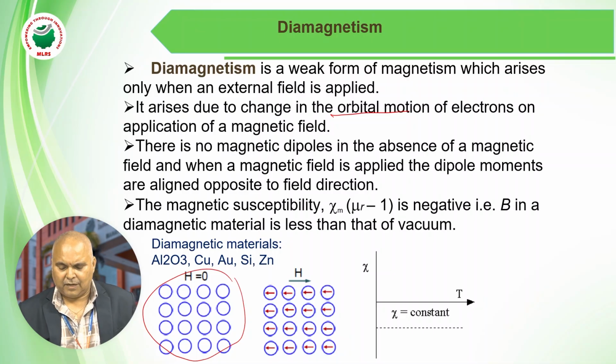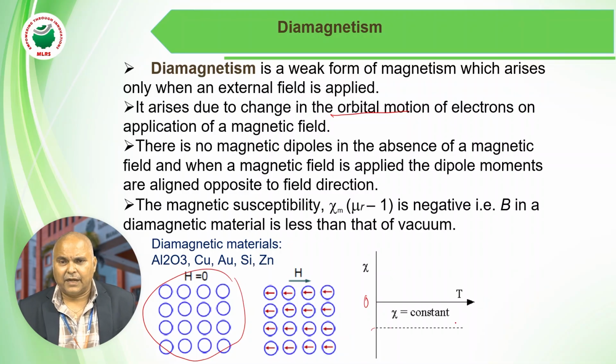Negative and small value. That means characteristic of diamagnetism. You can see here in the temperature dependent curve, the x-axis is the temperature and the y-axis is the susceptibility. You can see there is a diamagnetic material. It shows the negative value. Here it will be 0, this one is positive and this one is negative.